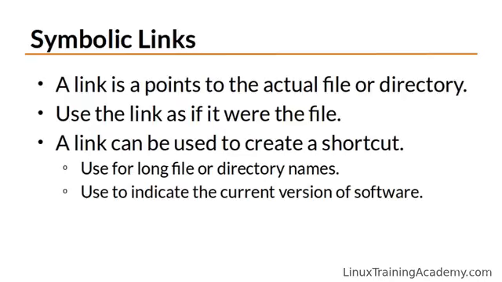You can think of a symbolic link as a pointer. It looks like a file or a directory, but it just points to where the actual file or directory is. And you would operate on the symbolic link, or symlink for short, the same as if it were the file that it's pointing to. Symlinks are often used to create shortcuts to long file names or long directory paths. Another common use of symlinks is to indicate the current version of an application.